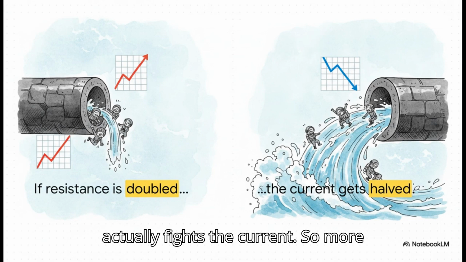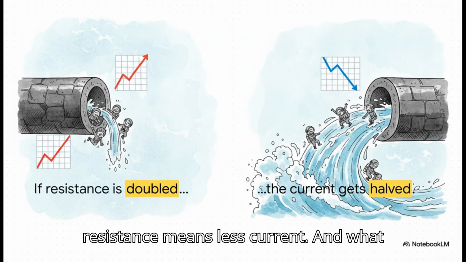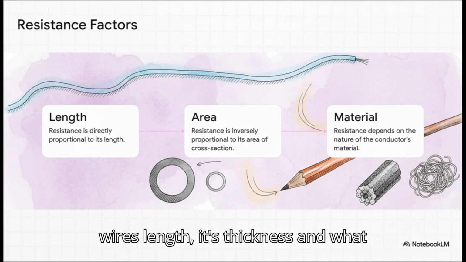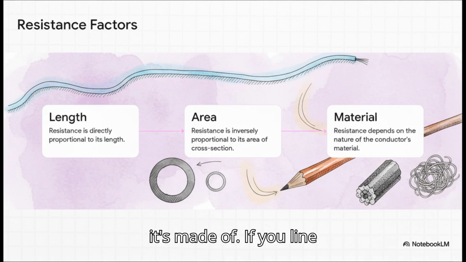It actually fights the current. So more resistance means less current. And what affects resistance? Well, it's about the wire's length, its thickness, and what it's made of.